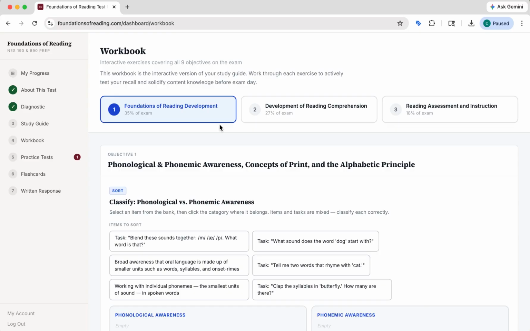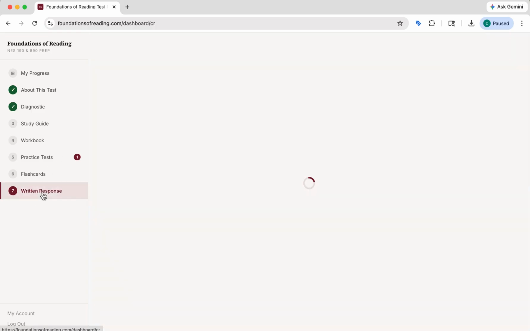Now, if you're wondering, hey, the study guide had 4 chapters. Why does the workbook have 3? That's because if you watched our first lesson, you'll know that these 3 lessons make up the content knowledge that you need to know for your multiple choice section. However, the 4th section lives right down here, and that is written response.